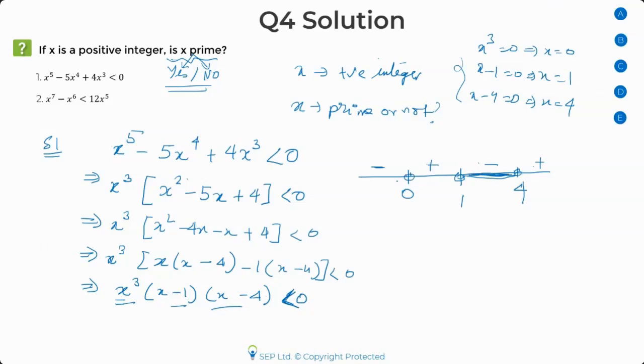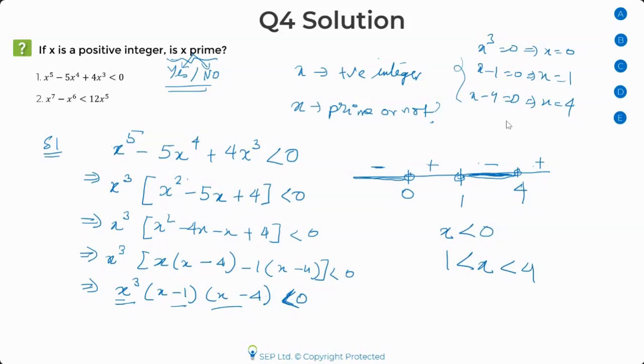Now tell me, are both the ranges valid? Let me write down. The range is x is less than 0, and x lies between 1 and 4. Can anyone tell me, are both the ranges correct, or should we consider both the ranges or not? That's the question. Should we consider both the ranges? Yes, no. Okay, Lavesh says no. And can you tell me why we should not consider it? Yes, very good. X must be positive.